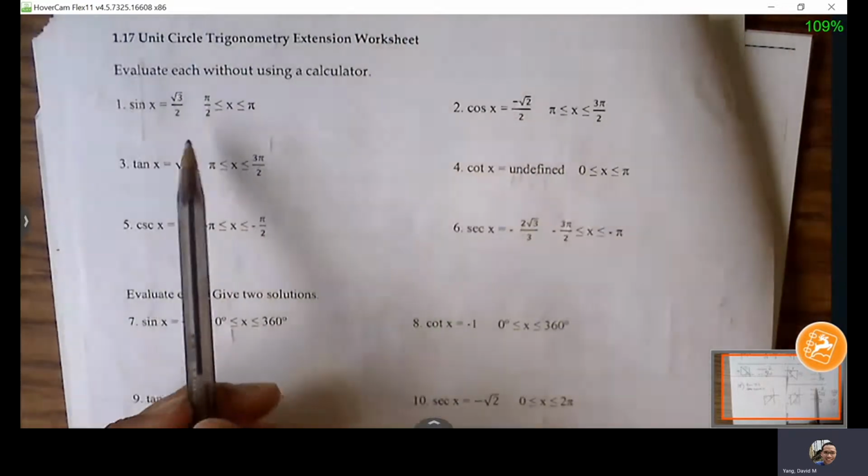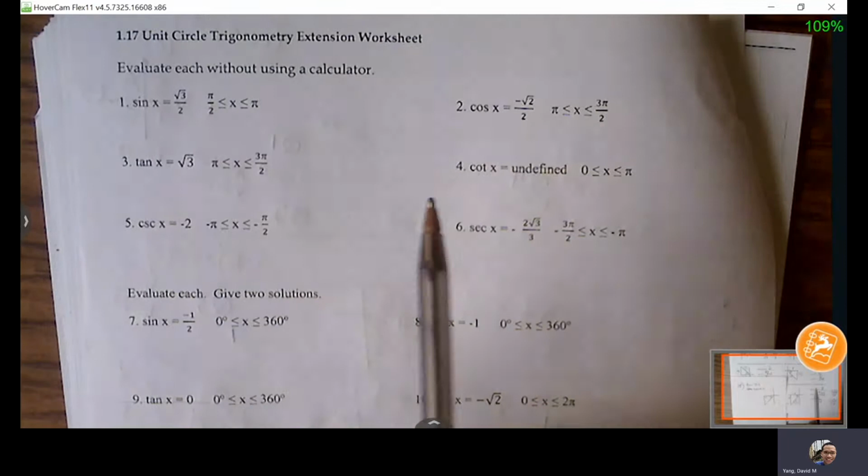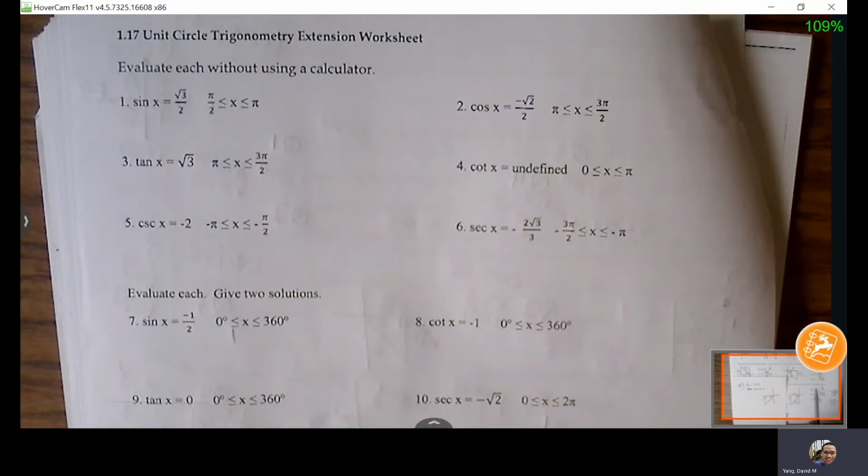Okay, so you guys can have your unit circle out. That way we can just use that as reference to help us find these values quickly.